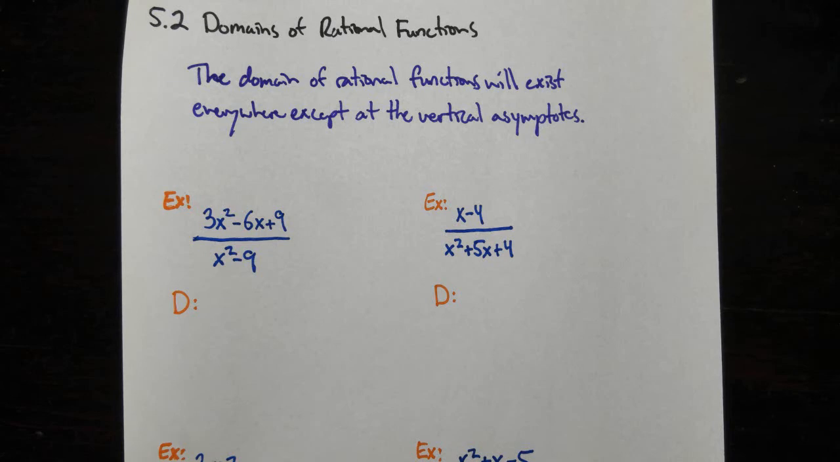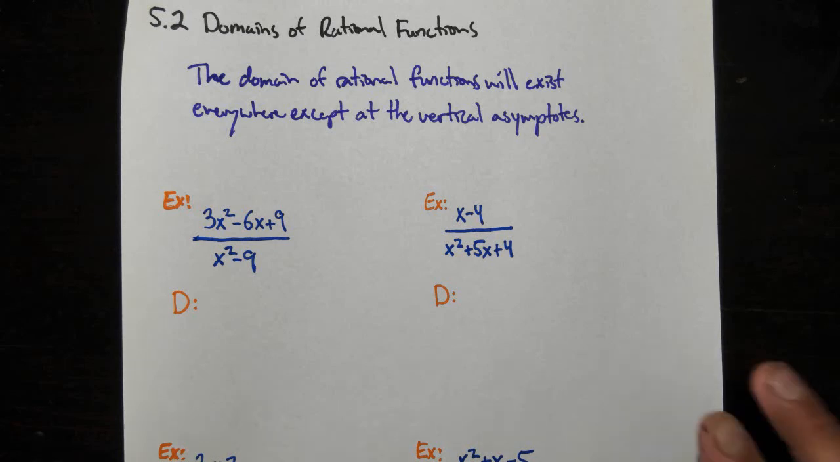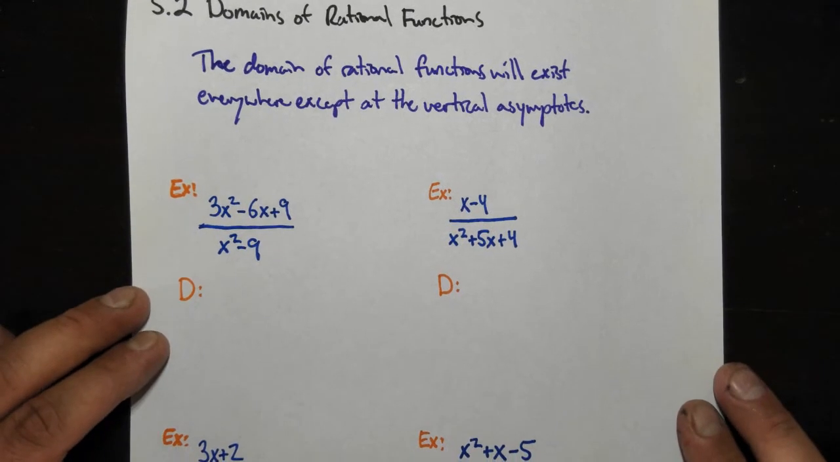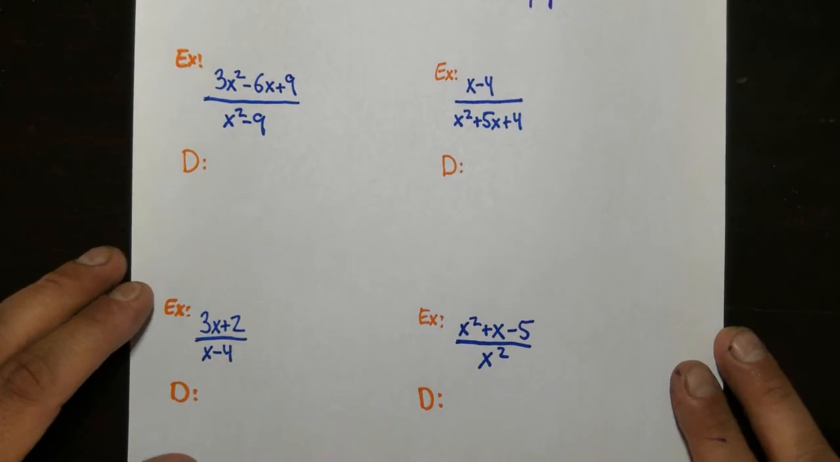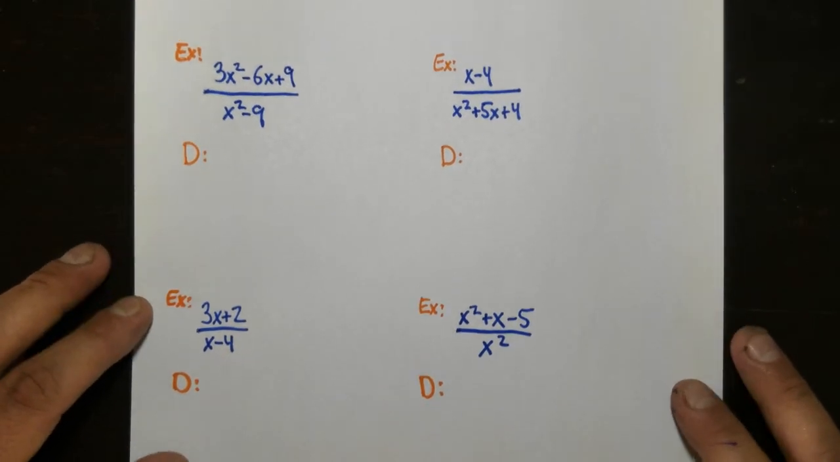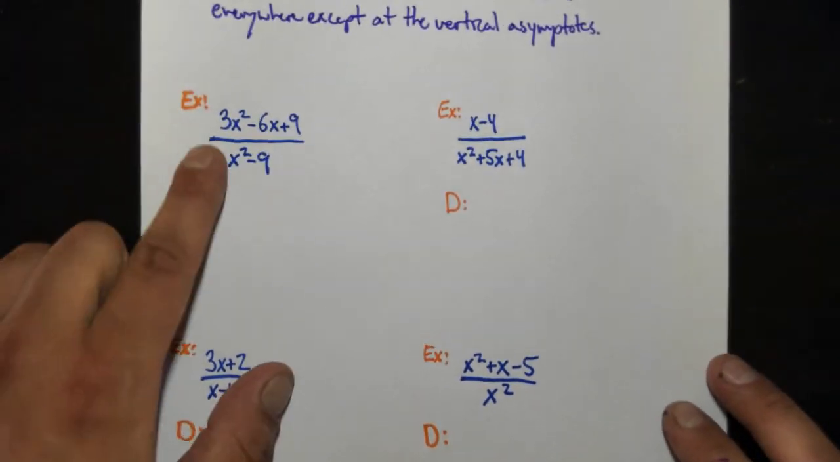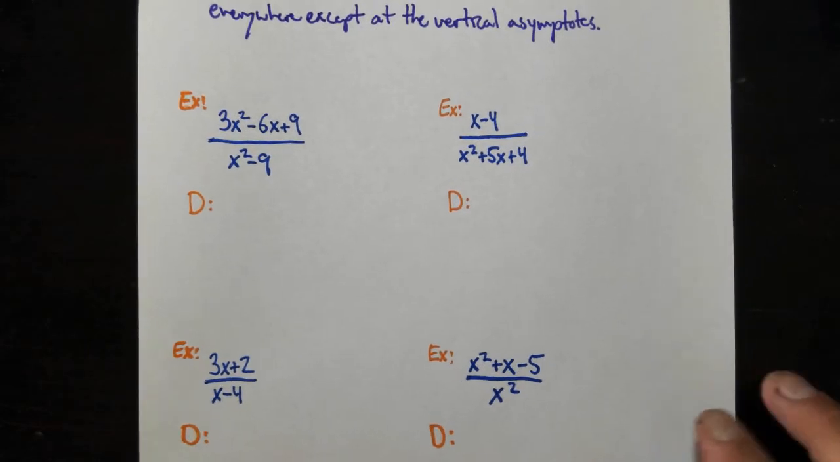So we have two ways of doing this. One, we can determine the vertical asymptotes algebraically, or we can graph it. And I'm going to show you both today. So let's go ahead and find the domains of these four functions. So first, we have 3x squared minus 6x plus 9 divided by x squared minus 9.